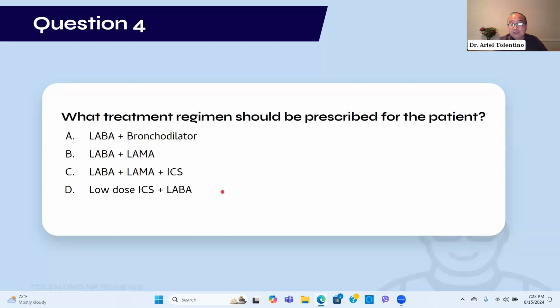Okay, so let's end the poll, please, and share the correct answer. Of course, our correct answer would be the LABA-LAMA combination, dual therapy, your long-acting beta agonist and long-acting muscarinic antagonist. Okay, so let's stop sharing and explain the rationale for this answer.